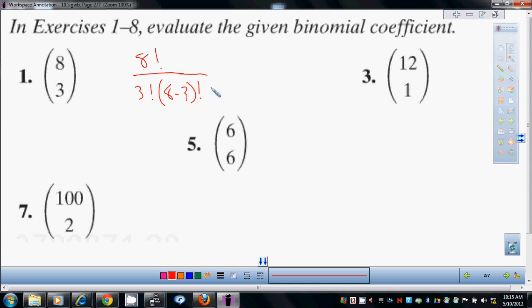That's what this means. That little symbol right there means this: 8 factorial over 3 factorial times 8 minus 3 factorial. And you can punch the whole thing into your calculator.